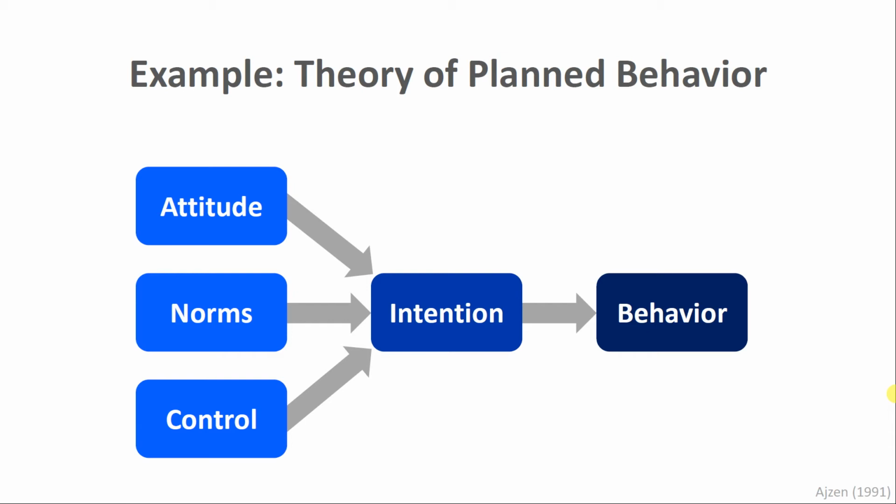And so here, the end goal is behavior. And what this theory suggests is that attitudes about that behavior, norms about performing that behavior, and a person's perception of control over their ability to perform that behavior will influence the behavior, but through this intermediary mechanism of intention. Okay? Intention to perform that behavior. And so this is an example of a process type theory here, where we're now looking at how attitudes, norms, and control affect intention, which affects behavior here.